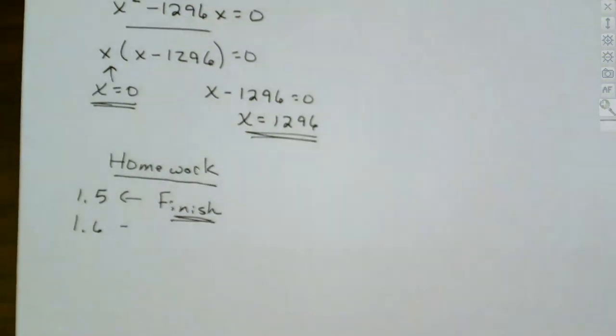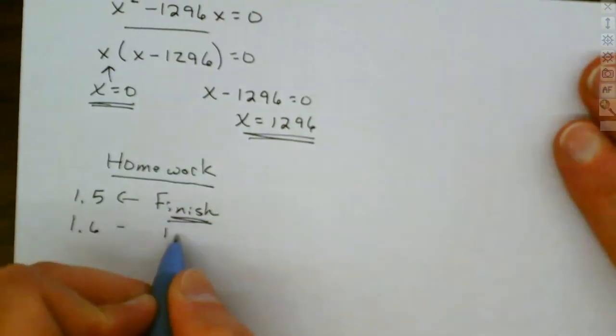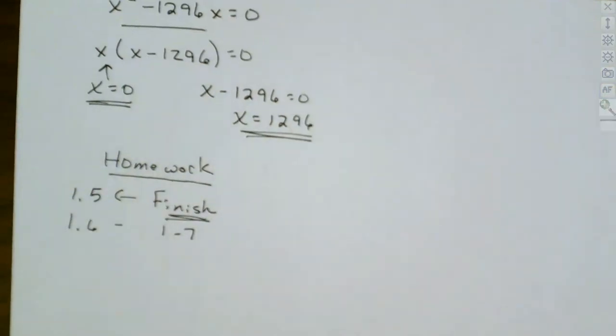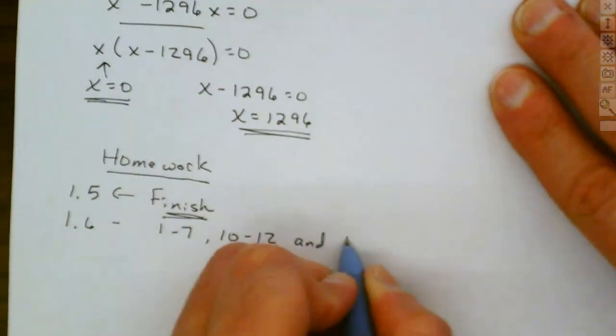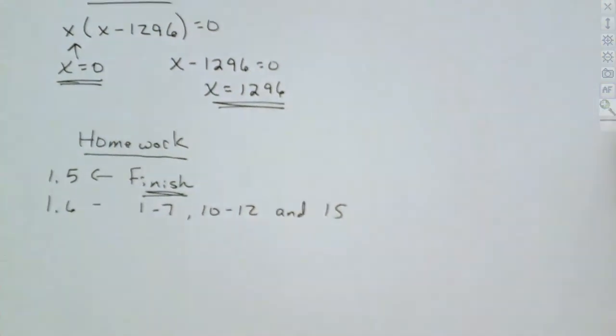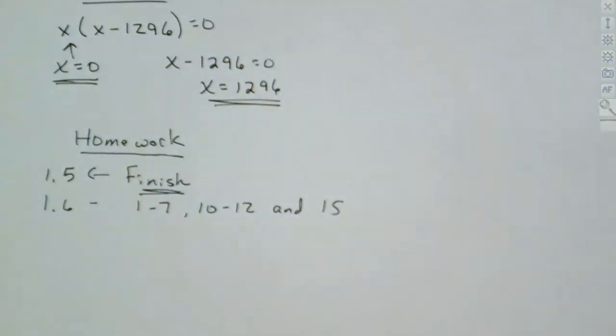So 1.6, here's the ones that we can do. For 1.6, you should be able to do 1 through 7. We can't do 8 and 9 yet, but you can do 1 through 7, and you can do 10 through 12 and 15. We'll finish up 1.6 next class period. 1.6 is just a longer section to cover.